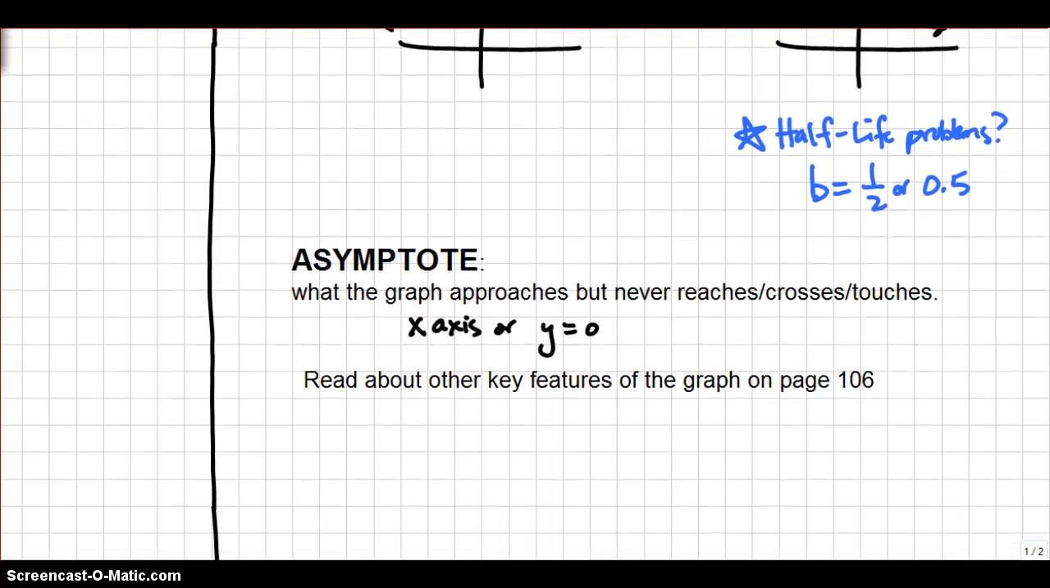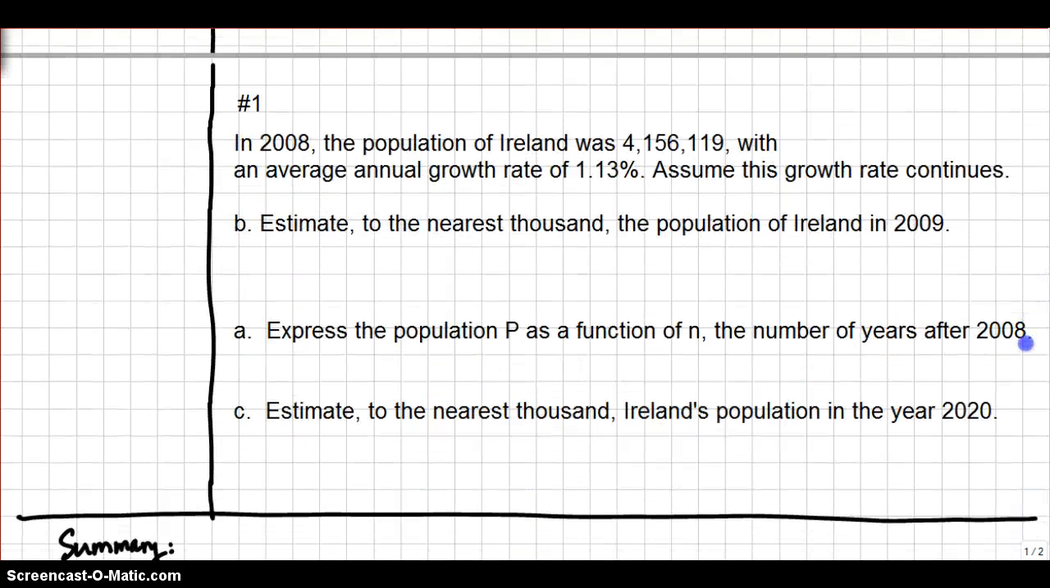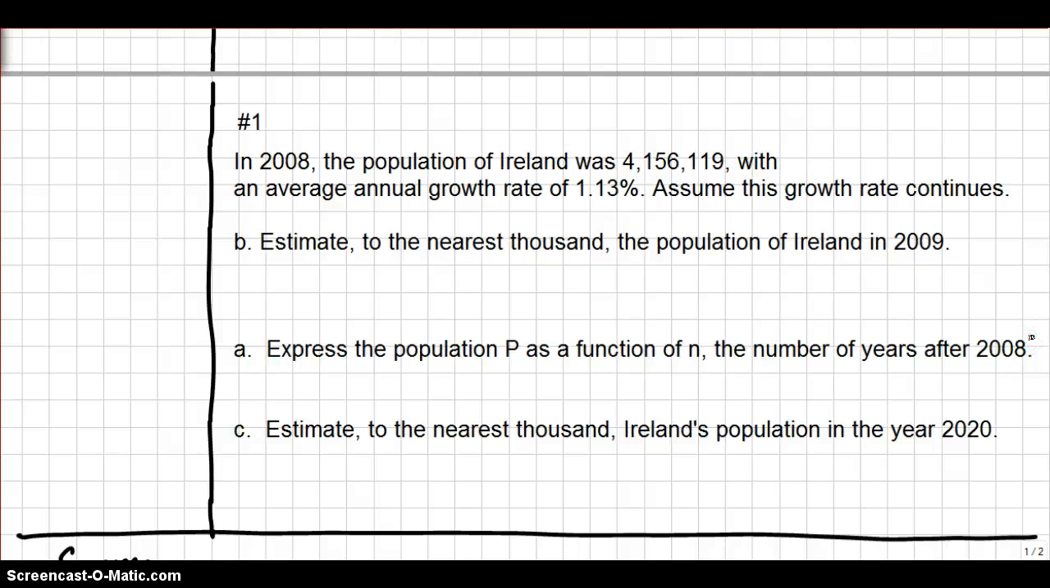There are other key features about these graphs that students need to look up in their book from page 106. We're simply going to do one quick example with 3 parts to illustrate the ideas from today. I believe this is matching with question number 1 in the homework. The only thing I'm going to have students do here is go a little bit out of order. So let's read the question, and then we'll actually start with the second question here, and then go back up to B, and then finish with C.